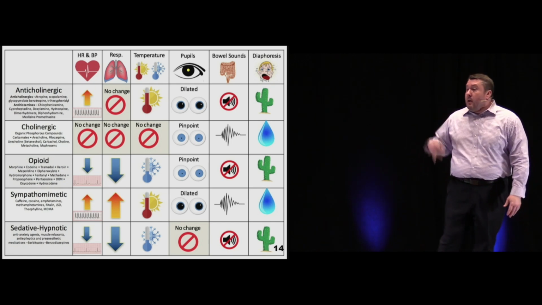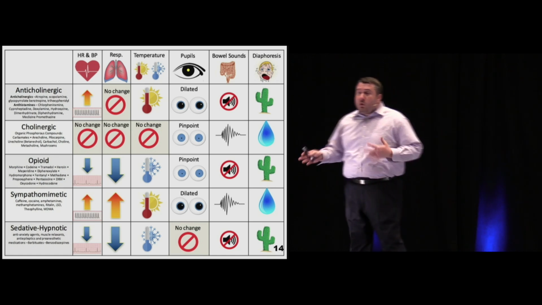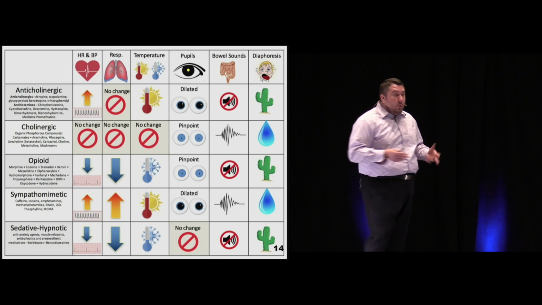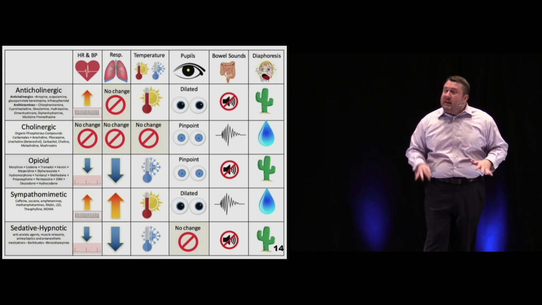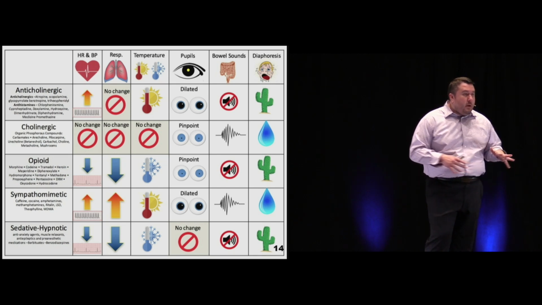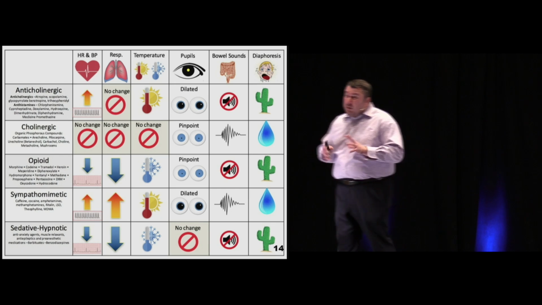Looking at their skin, we talk about opioids versus sympathomimetics or sedatives. What's their core temperature? What's their heart rate, their respiratory rate, their blood pressure, their eyes? What does their skin look like? What does it feel like? And those are some ways that can sometimes help us differentiate, because sometimes these can look very similar.